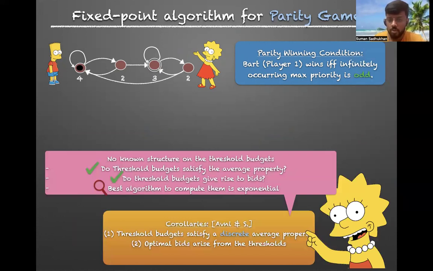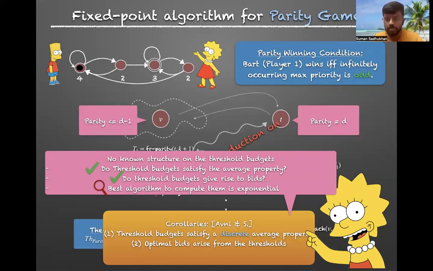So from this, using these two pieces of information, in the next part I will show an NP procedure for parity games, for both BART and Lisa, because parity games are symmetric. So that will give us that parity games are in NP intersection coNP.